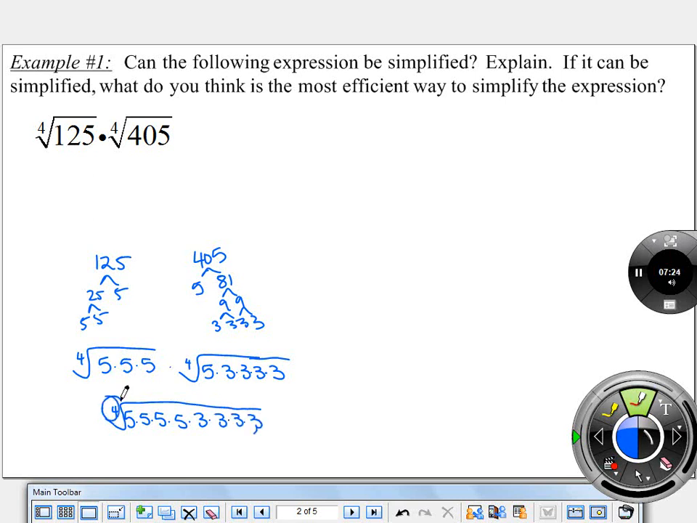So this is a fourth root, so I'm looking for perfect quartics, for groups of 4 factors. So there's a group and there's a group with nothing left over. So 5 to the 4th, when you take the fourth root of that, you'll just get 5. And 3 to the 4th, when you take the fourth root of that, you'll just get 3. So my answer would be 15. Okay? So the goal is to use this to help you manipulate things so that you don't have to work as hard some other ways.